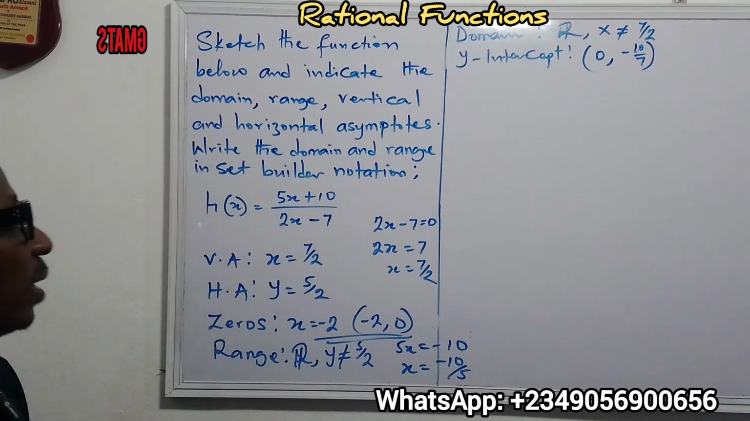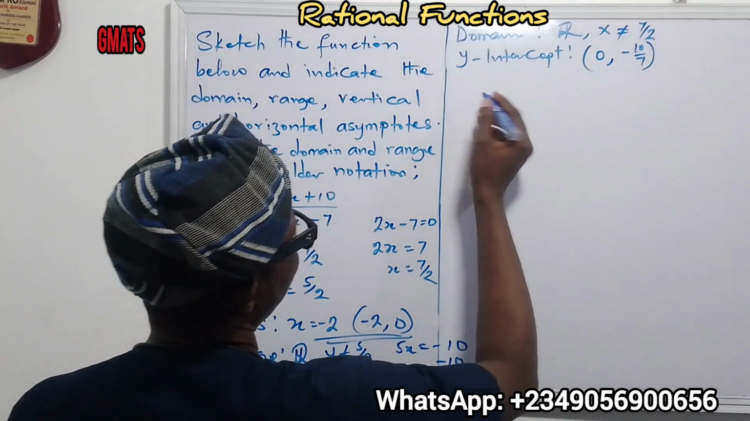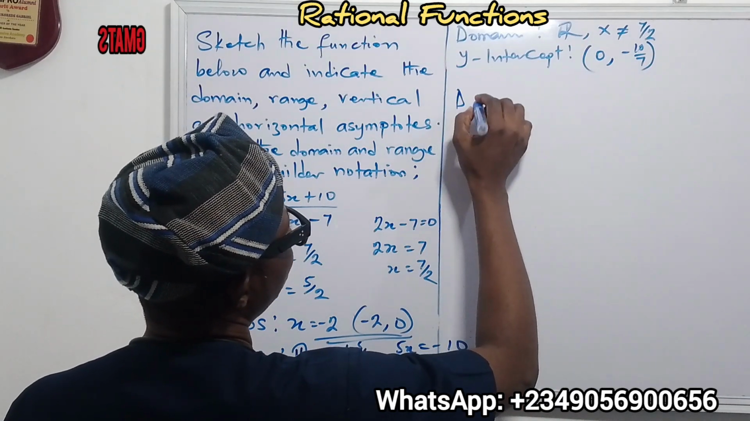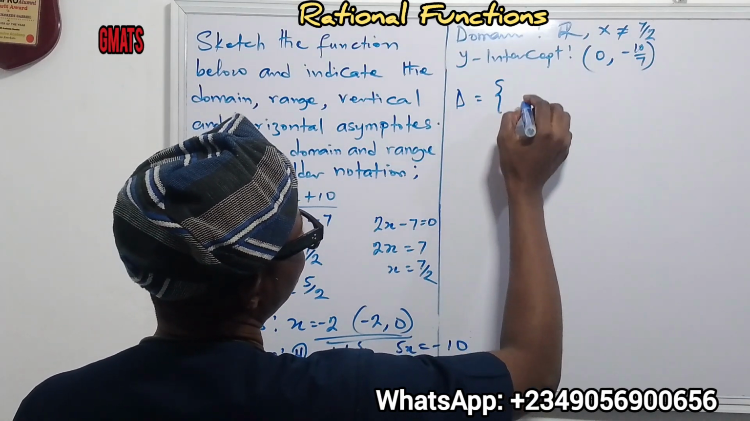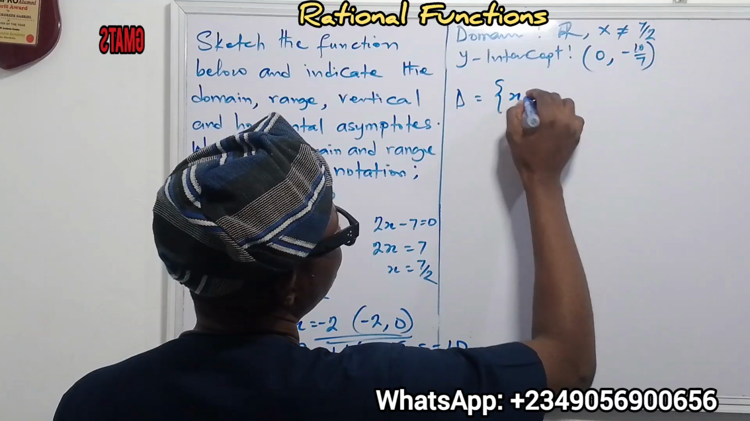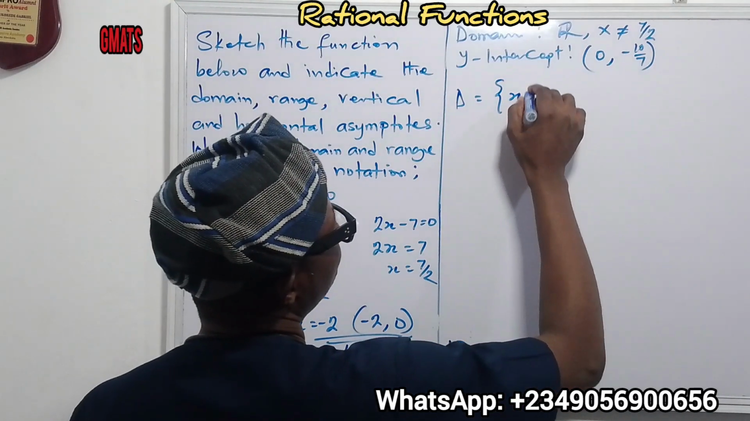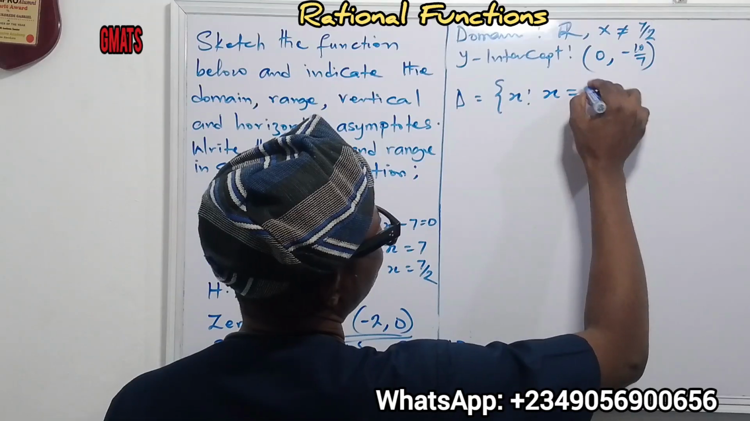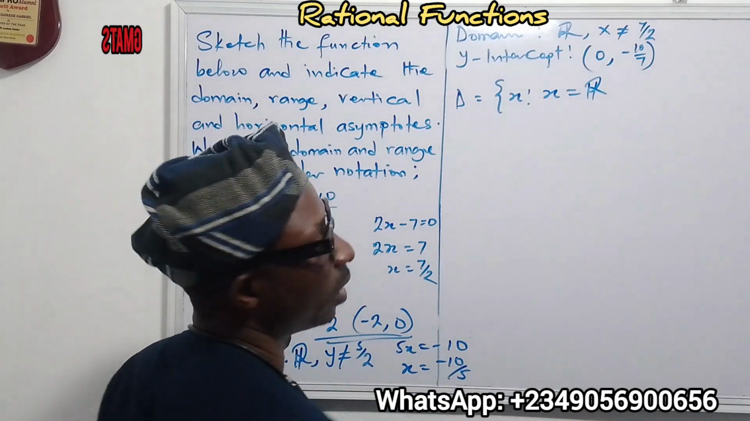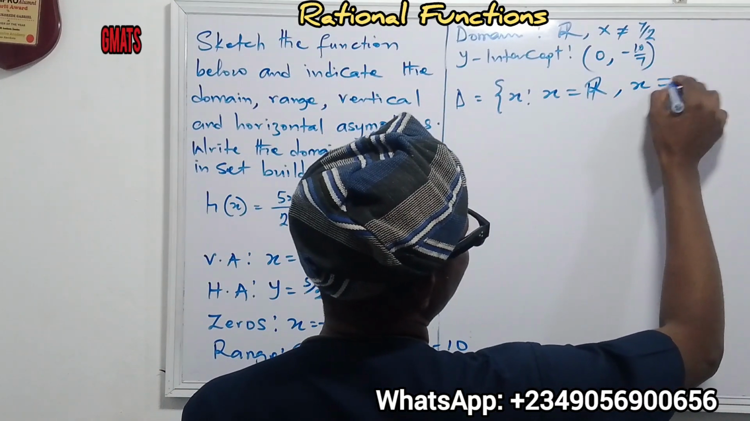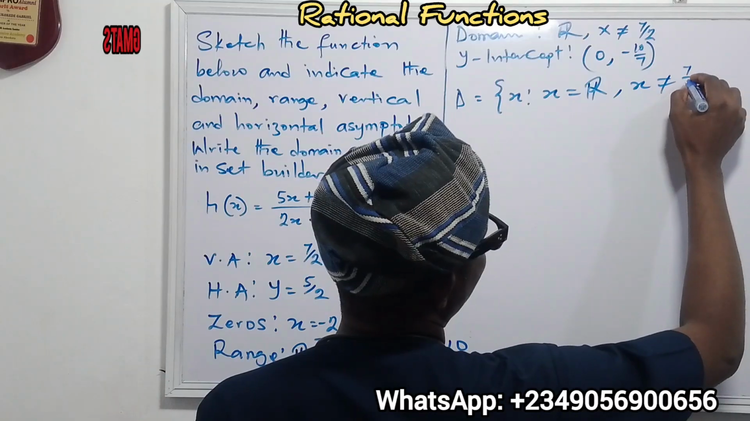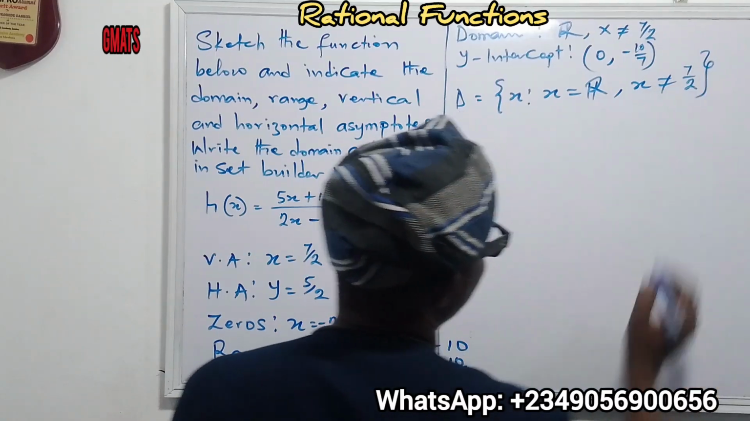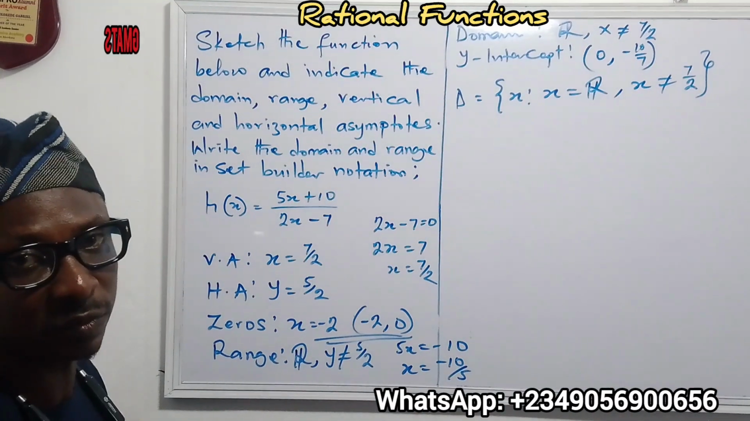Now, how do we write our domain in set builder notation? The domain is the set of x such that x is a real number and x is not equal to 7/2. That is the domain.